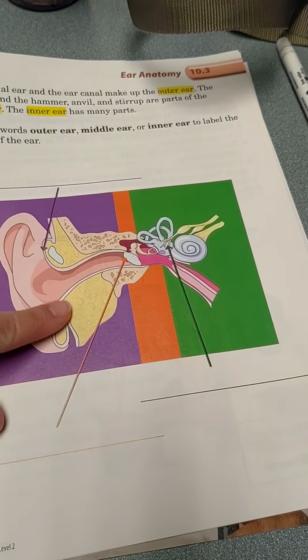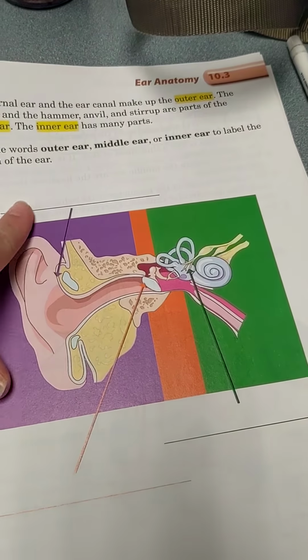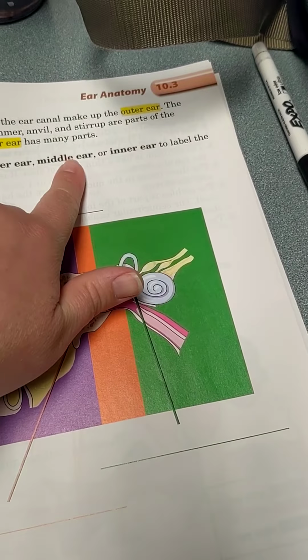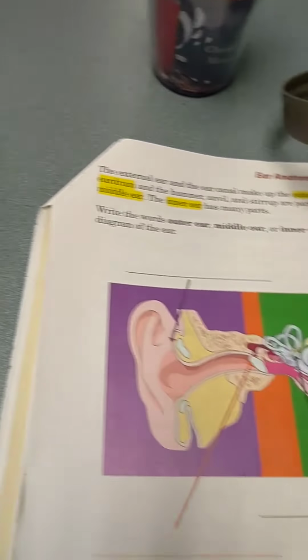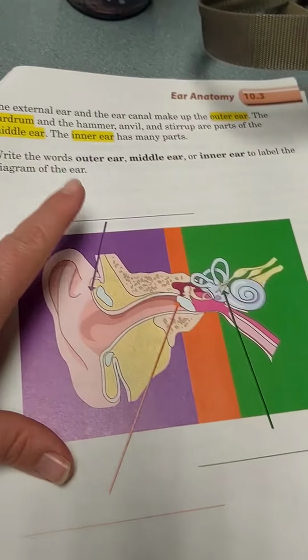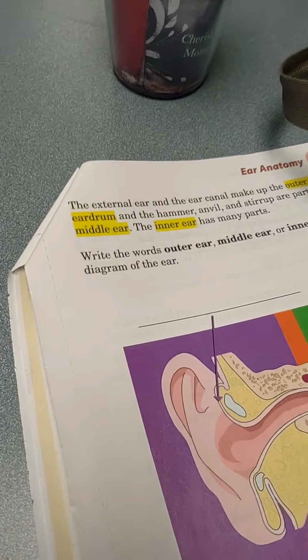So you look here. So think to yourself, would this be outer ear, middle ear, or inner ear? And if you thought outer ear, you are correct. So we're going to write outer ear on that line.